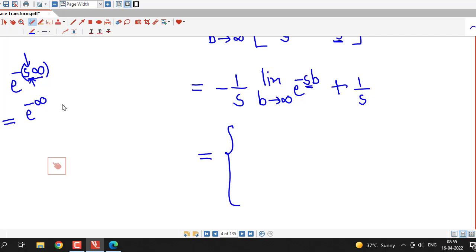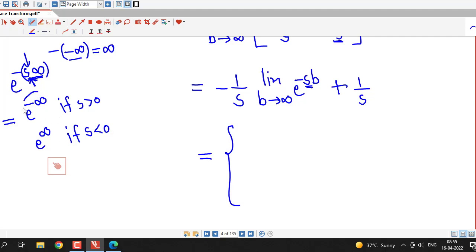So this is equal to e raised to minus infinity if s is positive. Now if s is negative, we will have a negative number times infinity, that is going to be negative infinity. If s is negative, then s times infinity will be negative infinity, and this is going to be infinite. So we have e raised to infinity if s is negative.